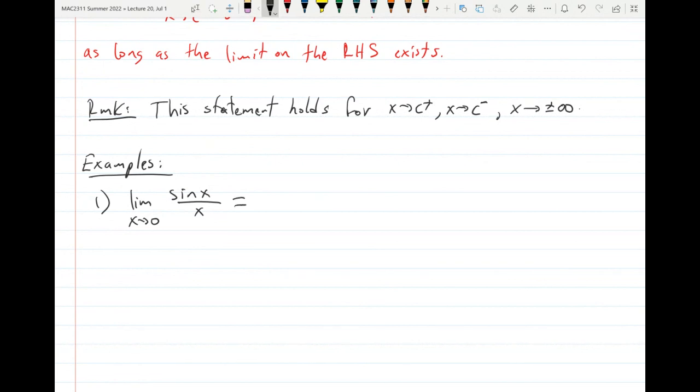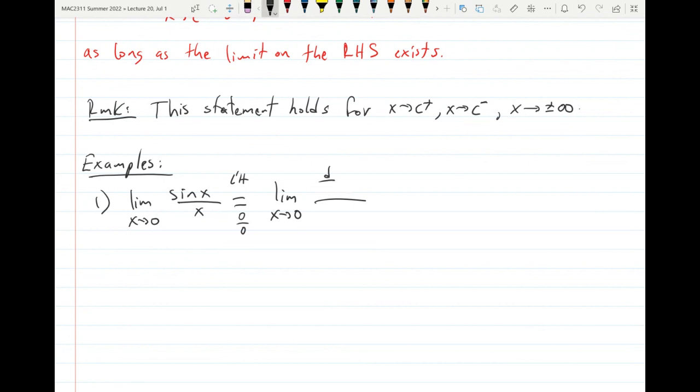So let's see. This is a 0 over 0 situation, right? So I'm going to be using L'Hopital's rule. Every time that I use L'Hopital's rule, I'm going to write LH. I want you to write LH on top of the equal sign when you're about to use L'Hopital's rule. That way I know what you're doing. Okay? So this is 0 over 0, so we're going to use L'Hopital's rule. L'Hopital's rule says that I can replace the top by its derivative, so instead of sine, I do cosine, and the bottom by its derivative. The derivative of x is 1.